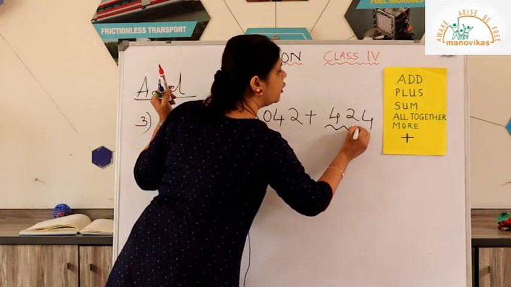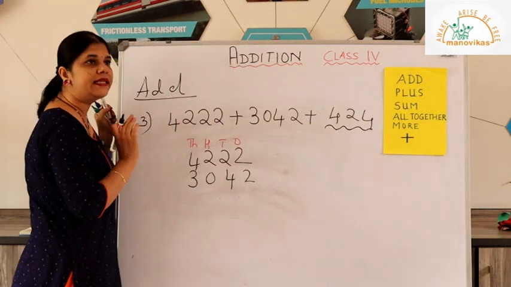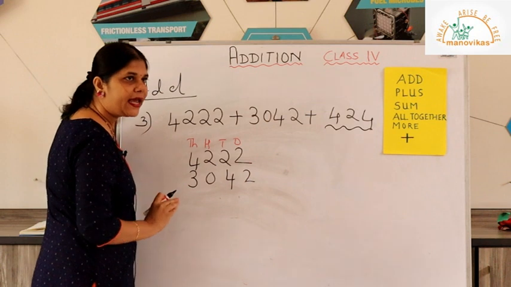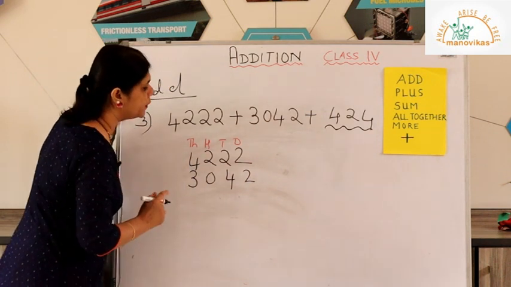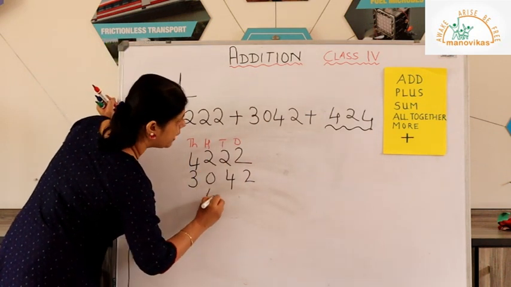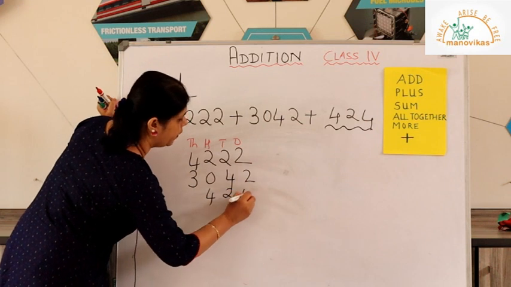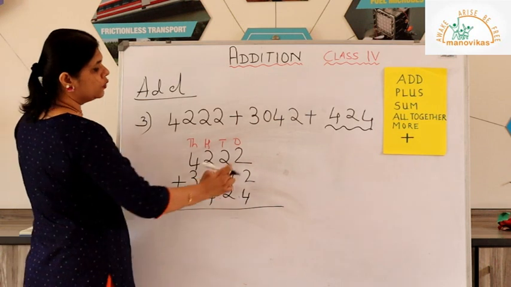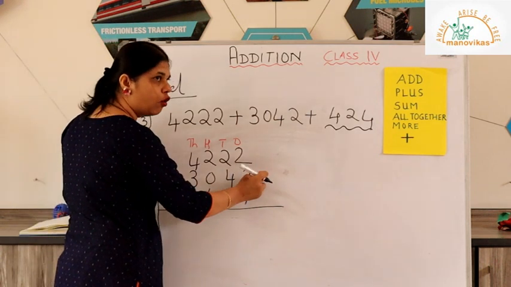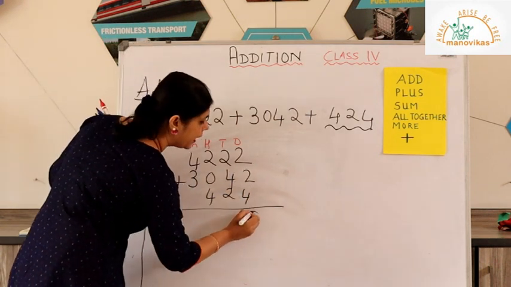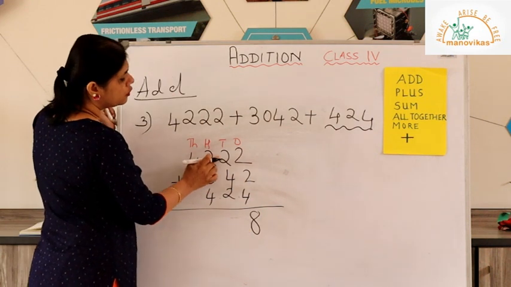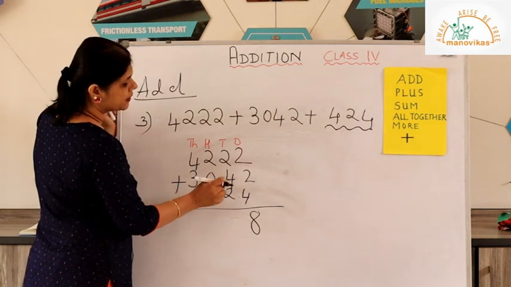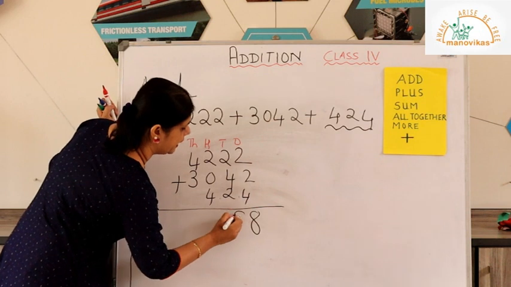Now, again when you are writing the third number, it is a 3-digit number. So, you take care and put the digits in the proper places. So, what will happen here? 2, 4, right? Put a plus sign and add. Now, 2 plus 2 is how much? 4. 4 plus 4, 8, right? Now, 2 plus 4, 6. 6 plus 2, 8 again.